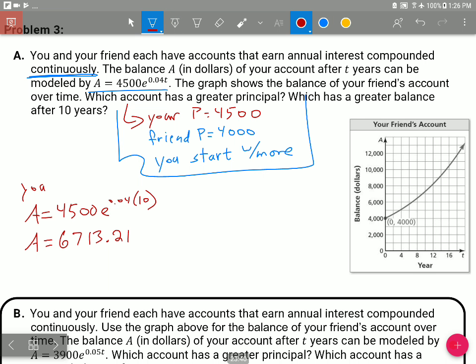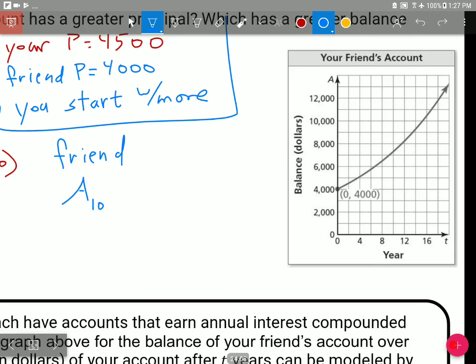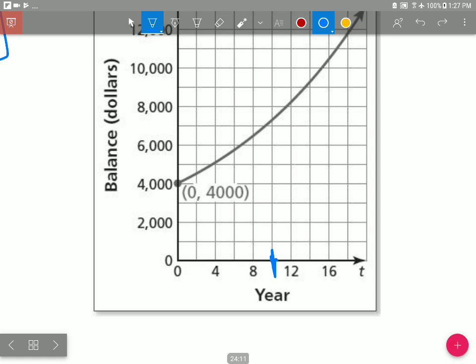All right, so that's you. What about your friend? How much does your friend have at 10 years? So how are you going to find that from the graph? You go where at 10? Your x coordinate or your y side? Your x. Your horizontal axis is your years, so go to 10 years and right there.